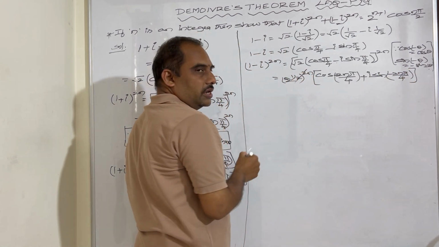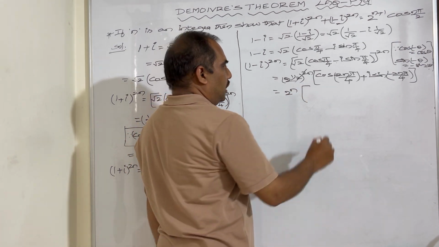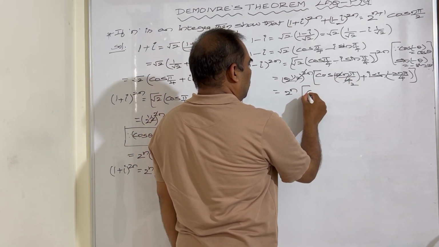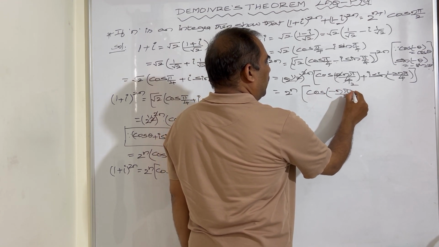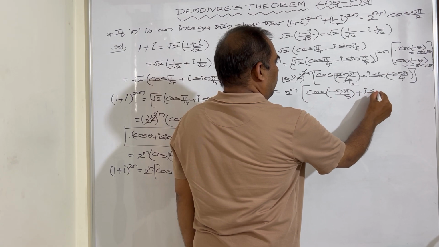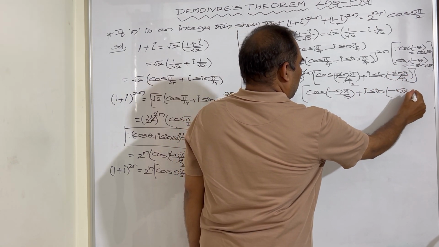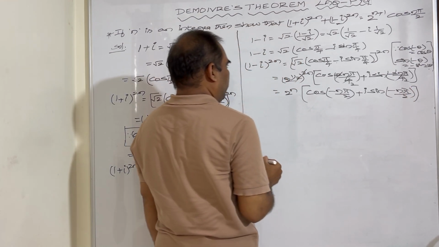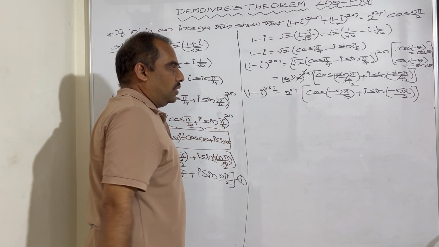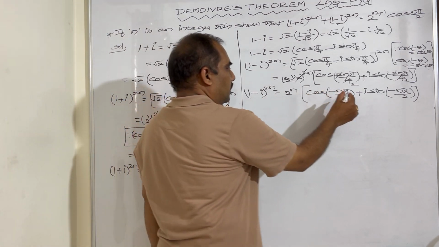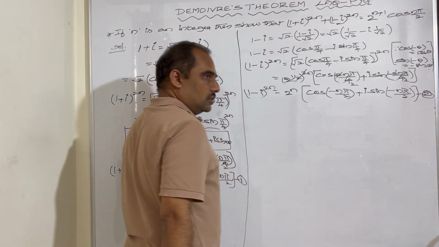Then here 2 gets cancelled, which is equal to 2 to the power of n into cos of minus n pi by 2, and here plus i sine of minus n pi by 2, as we can cancel 2 here too. So finally we get (1 minus i) whole to the power of 2n is equal to 2 to the power of n into cos of minus n pi by 2 plus i sine of minus n pi by 2. Say this is 2.